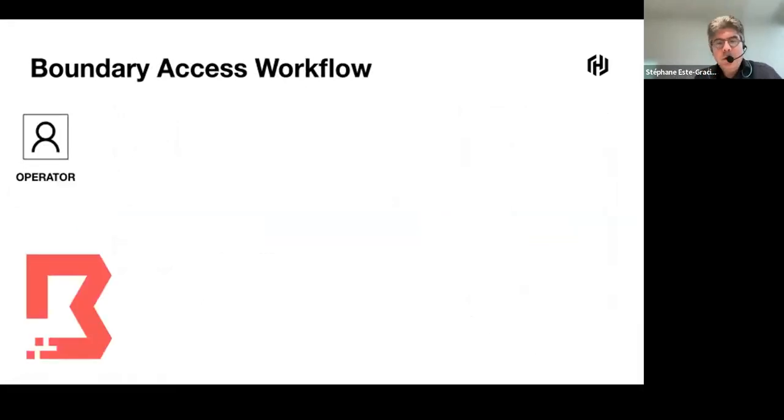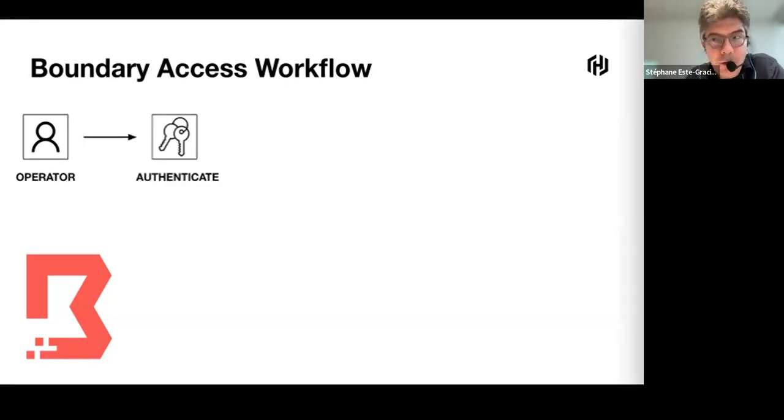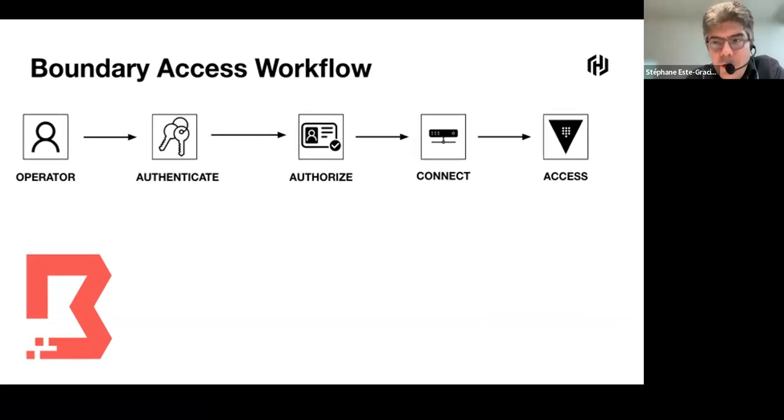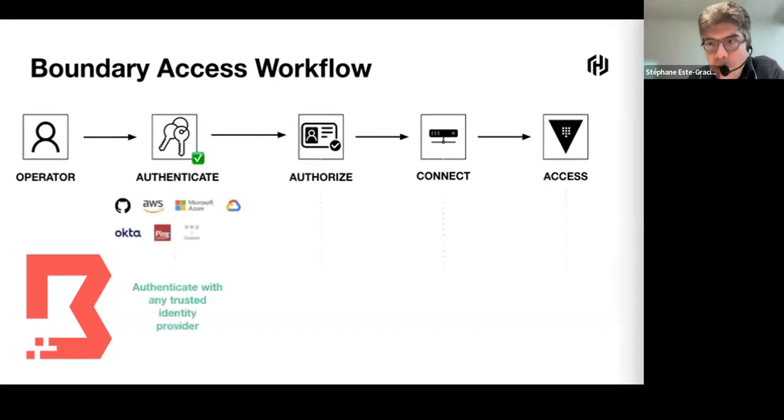So if we step into Boundary, what is the Boundary access workflow? Boundary has a four-stage workflow. First, authenticate, then authorize, connect, and access. How does it work? First, authenticate. The user logs in with a trusted identity with any identity platform such as Azure Active Directory, Okta, Ping, or any other trusted identity platform supporting OpenID Connect.